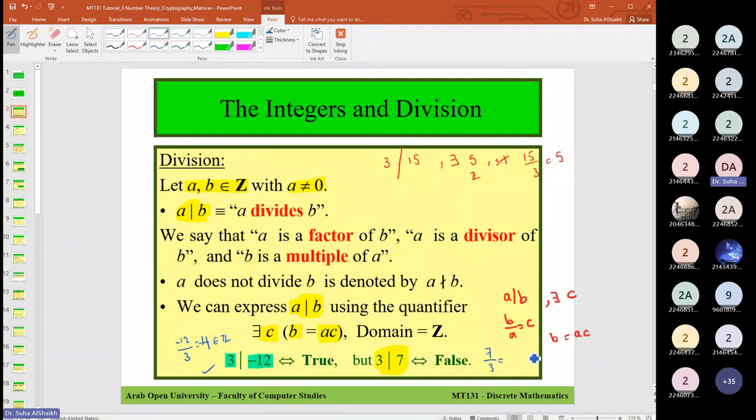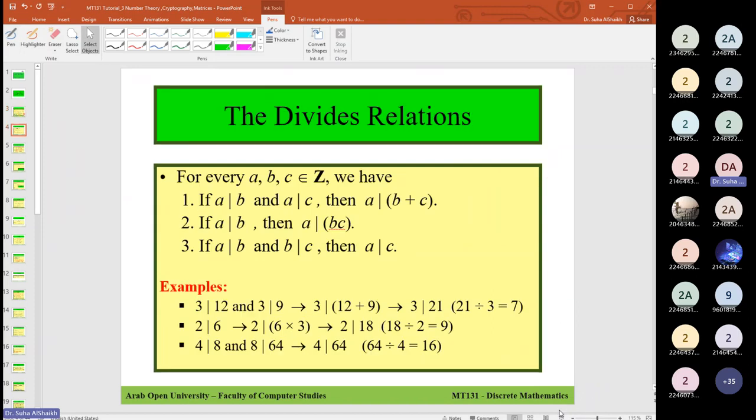You should have your calculator around while working with this tutorial. We will always use the calculator here. So if you divide 7 by 3 using your calculator, this equals 2.333 and so on. Is this an integer? No, this is not an integer. It means that 3 is not dividing 7. And we say that 3 does not divide 7. We write it like this. The 3 is not dividing 7 here. Okay? So this is the division concept here.